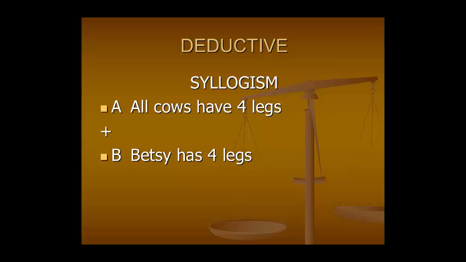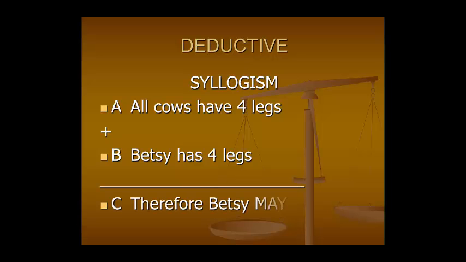For instance, all cows have 4 legs. Let's be honest. Is it possible that a cow could have less than 4 legs? Well, yes, it is possible. But that's not even important, because we know in our minds that there's this exception, but it's generally true that cows have 4 legs. The problem actually comes with premise B. Betsy has 4 legs. When you add these two together, you don't get a definite. All you get is a maybe.